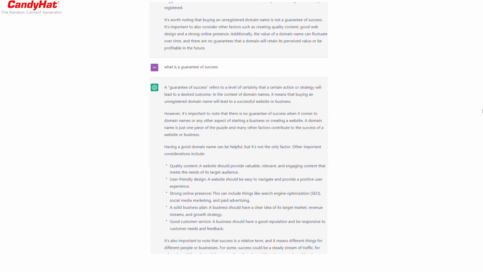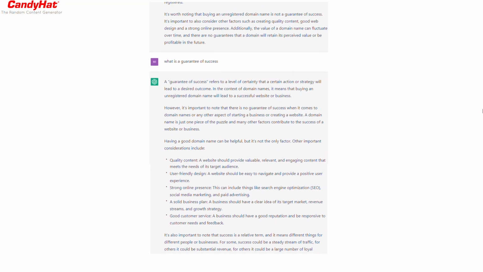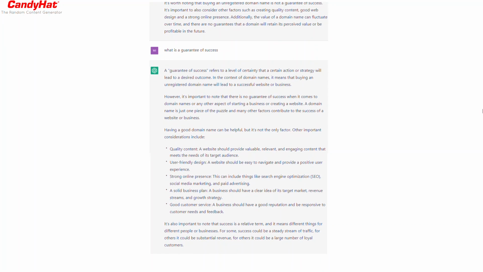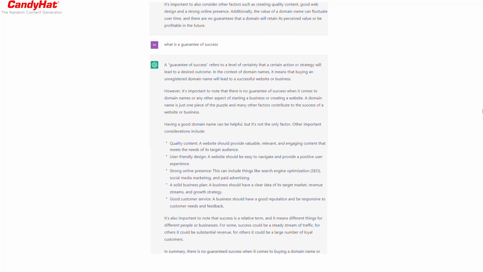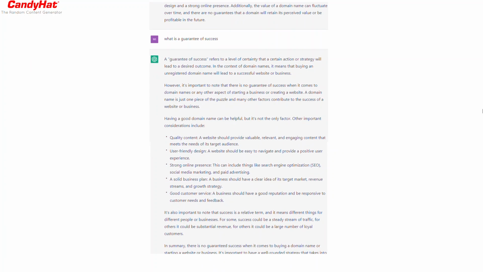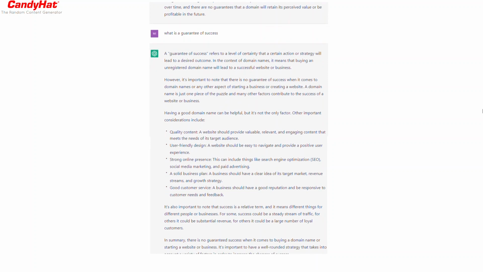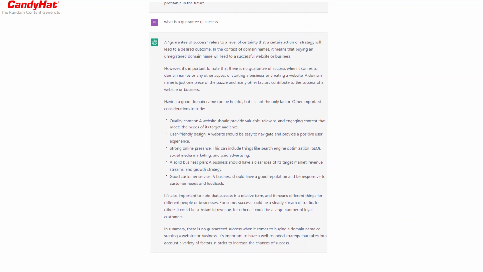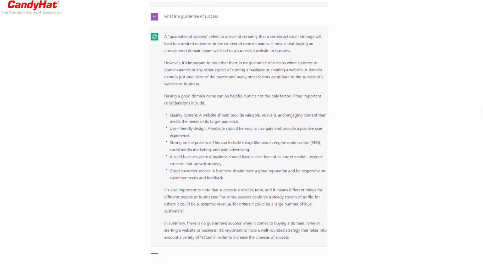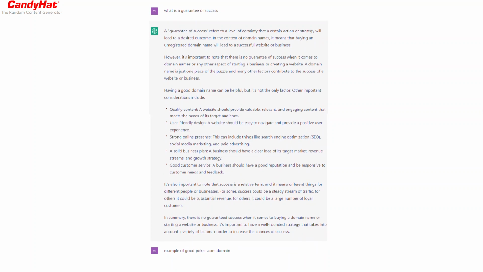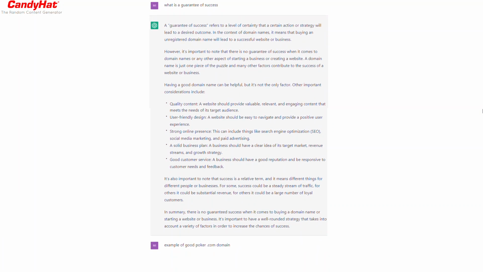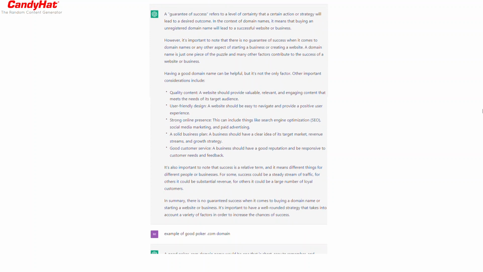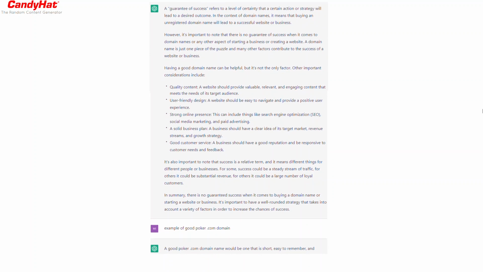A guarantee of success refers to a level of certainty that a certain action or strategy will lead to a desired outcome. In the context of domain names, it means that buying an unregistered domain name will lead to a successful website or business. However, it's important to note that there is no guarantee of success when it comes to domain names or any other aspect of starting a business or creating a website. A domain name is just one piece of the puzzle, and many other factors contribute to the success of a website or business. Having a good domain name can be helpful, but it's not the only factor.